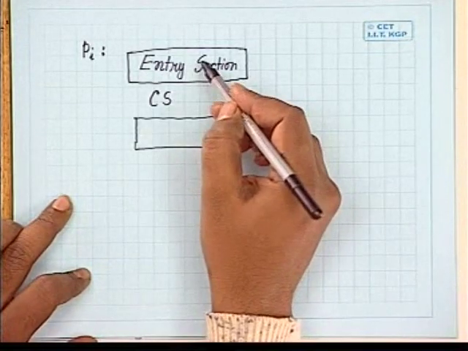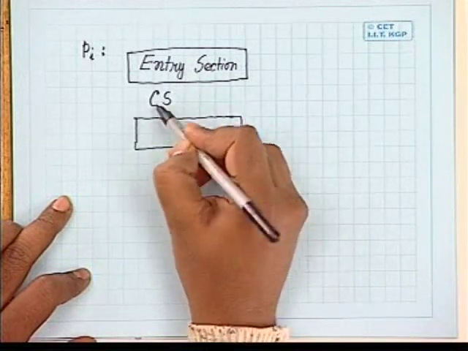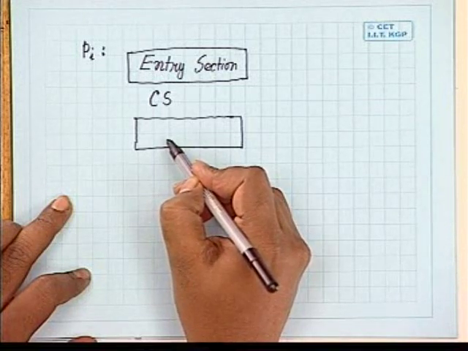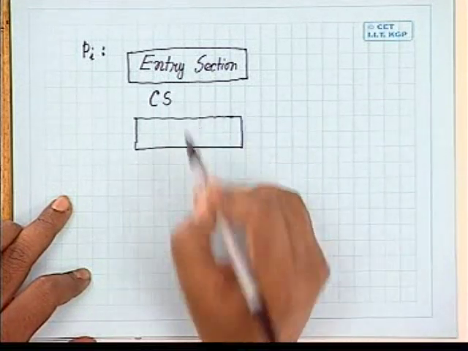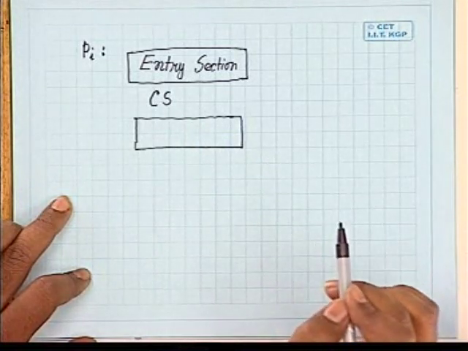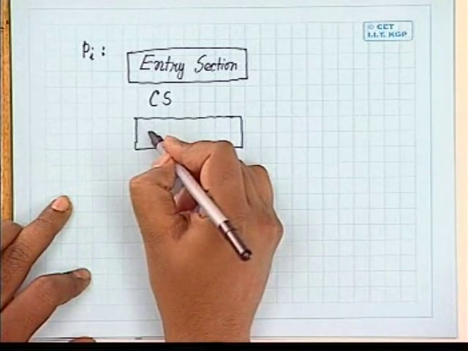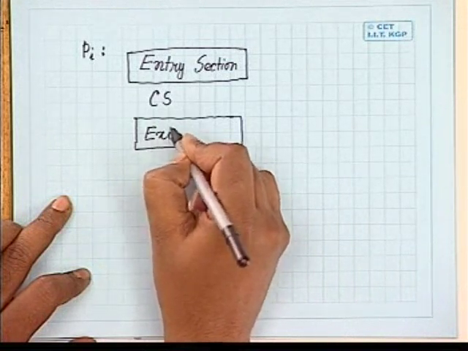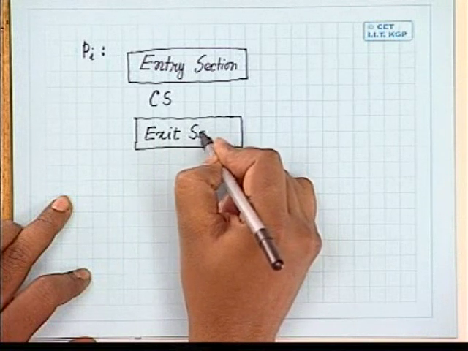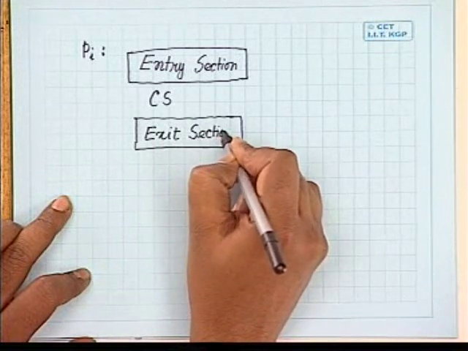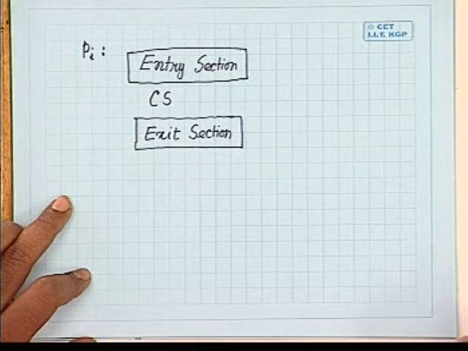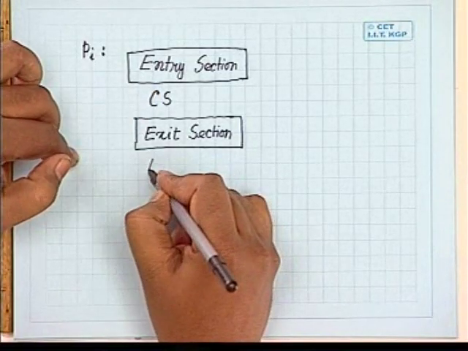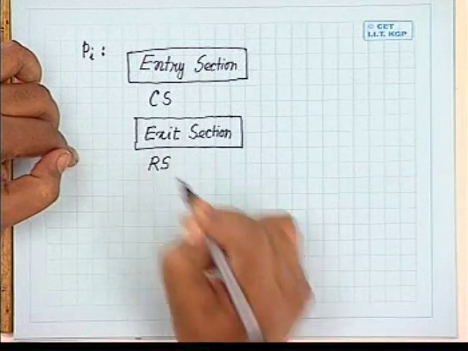Okay. So if there is any locking of the critical section that has been done in the entry section, then that must be undone so that other processes who want to enter the same critical section can enter it. That part of the code is called the exit section. And the remaining part of the code is called the remainder section.